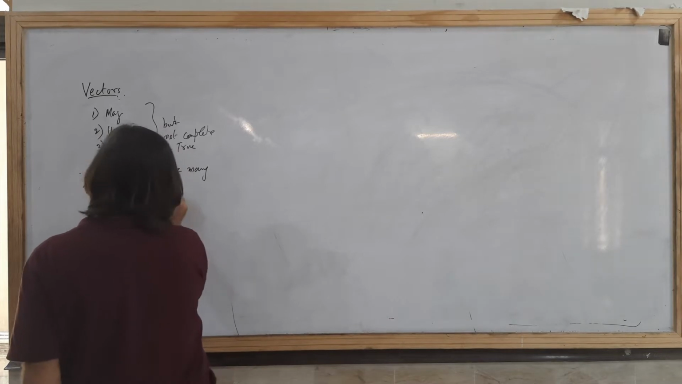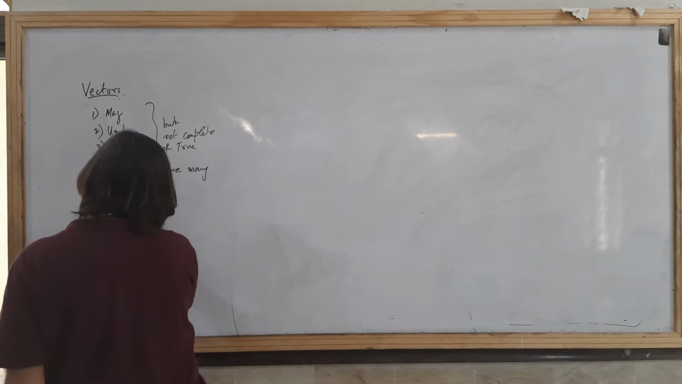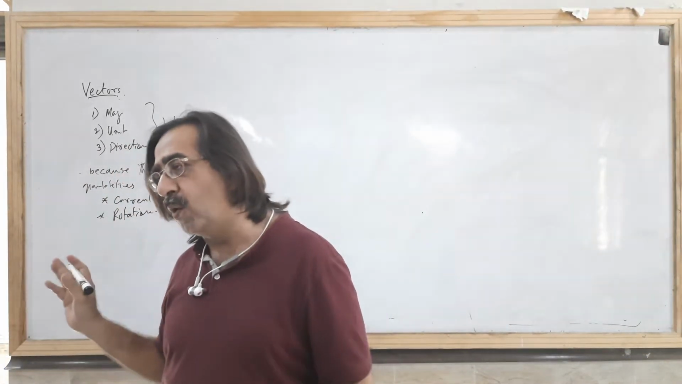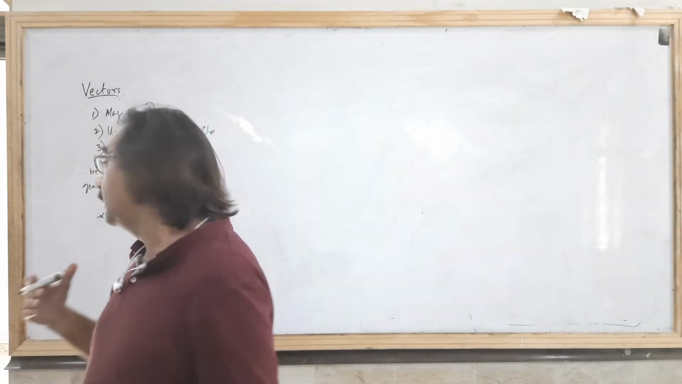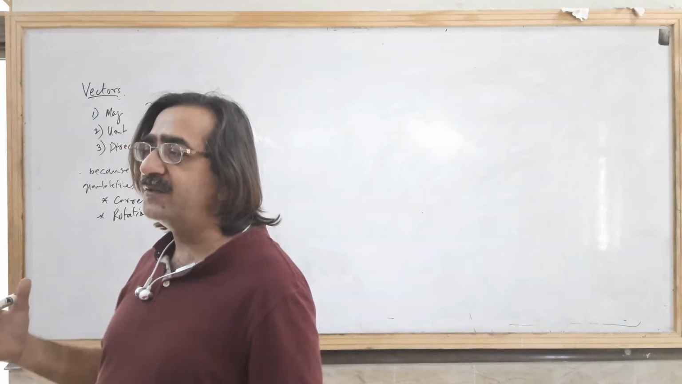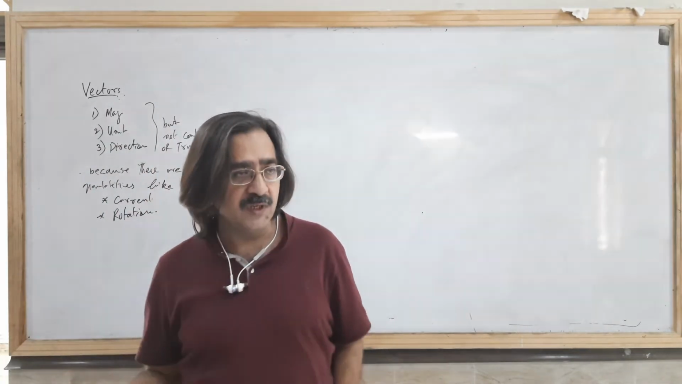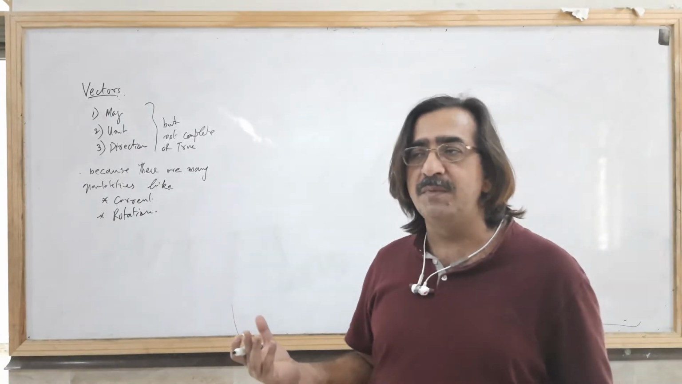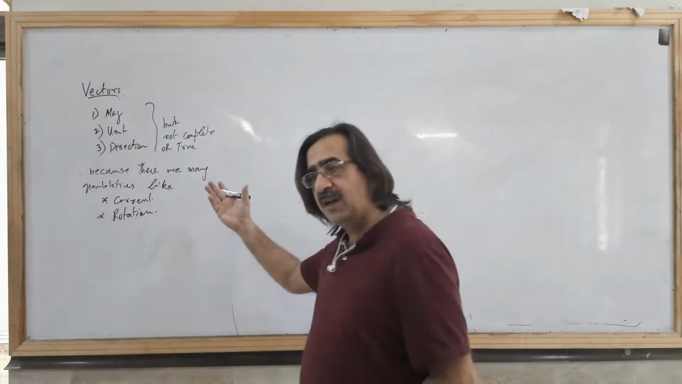Like current and rotation. I have already explained why they are not vectors: because they don't obey the law of vector addition. The number of charges passing per unit time through a specific area is defined as current. It has a magnitude, it has a unit, the ampere, and it has a direction of the flow of charge, but it is not a vector.